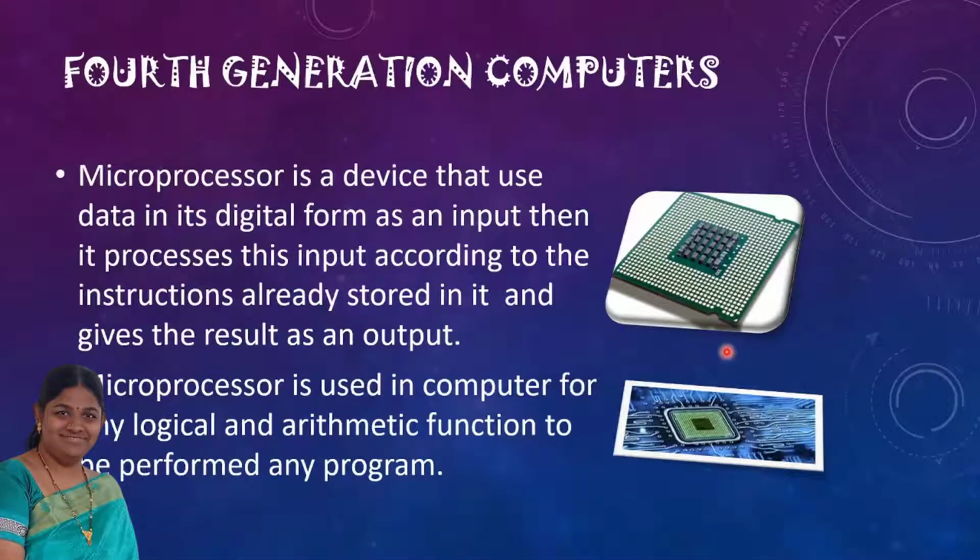See, this is how the microprocessor looks. A microprocessor is a device that takes data in its digital form as input, processes this input according to the instructions already stored in the processor, and gives you the output. The microprocessor is used in computers for any logical and arithmetic functions to perform any program. See children, this is how the microprocessor looks.